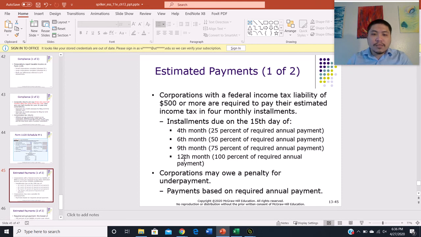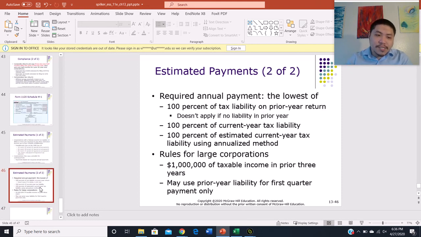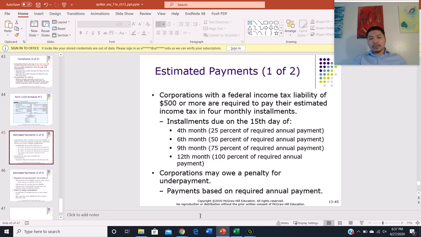The corporation must prepay the required annual payment, which is the lowest of the following items: either 100% of the tax liability on the prior year return, or 100% of the current year tax liability, or 100% of the estimated current year tax liability using annualized methods. So it's going to be the lowest of these 3 items. The firm has to make sure they fulfill one of these 3, otherwise they're going to be subject to an underpayment penalty, which can be costly.